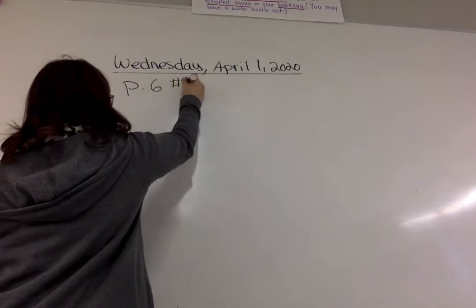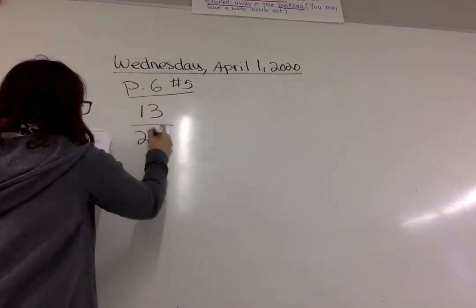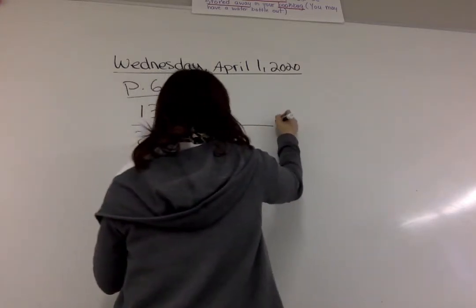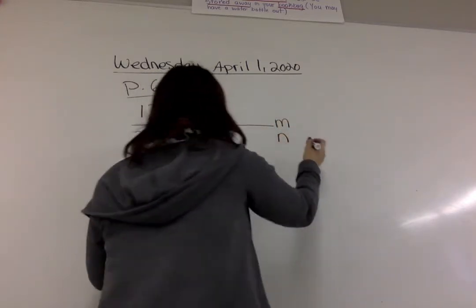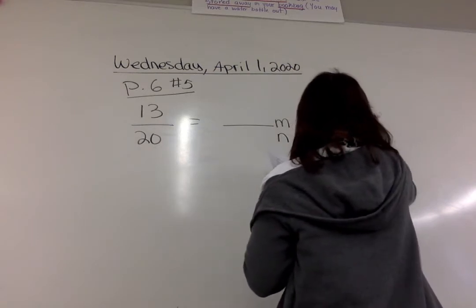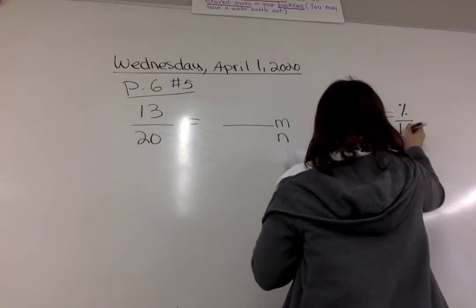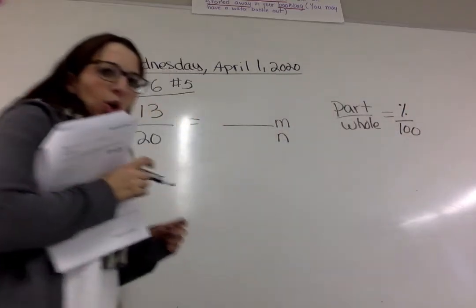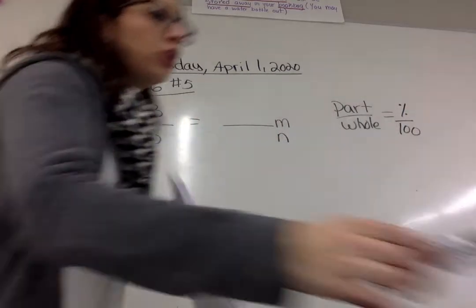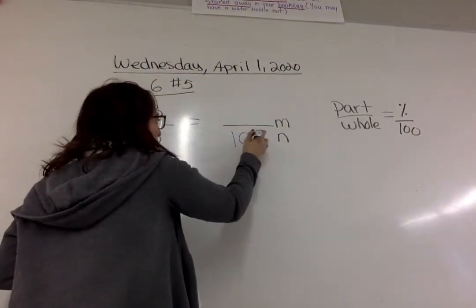We're at number 5. Here is what we got. 13 over 20 is equal to M over N. We're going to use part to whole. All I'm doing right now is writing what you have in front of you, nothing more. Okay. We know that a percent is a number out of 100. So we're going to have some number always out of 100.